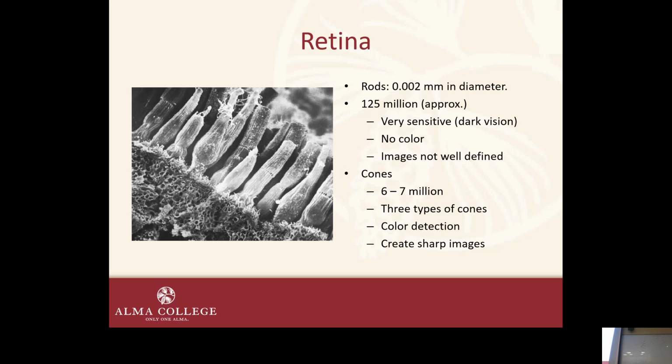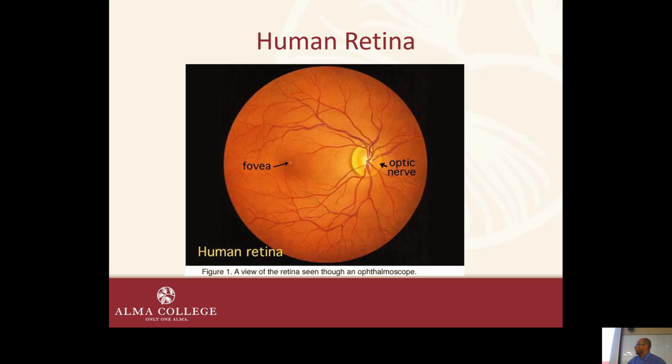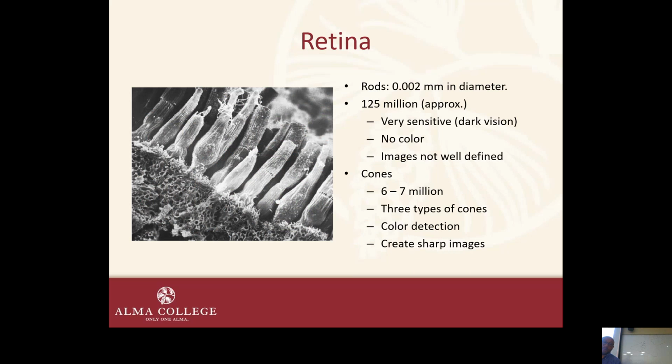The cones, on the other hand, most of them are located in the fovea, and they're in charge of color. We have 3 different kinds of cones, and each cone is basically in charge of the detection of one wavelength. So we say that we have blue cones, green cones, red cones.